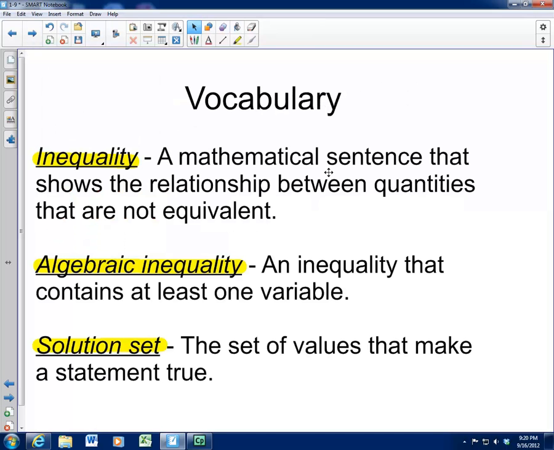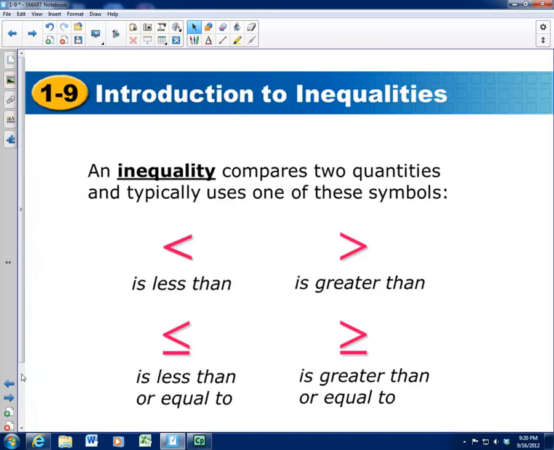Now, our first slide here, we have vocabulary. All right, it tells us an inequality is a mathematical sentence that shows the relationship between quantities that are not equivalent. An algebraic inequality is an inequality that contains at least one variable. And our last vocabulary is solution set, the set of values that make a statement true. Get those down in your spiral. Pause the video if you need to. All right, let's move on to our next slide.